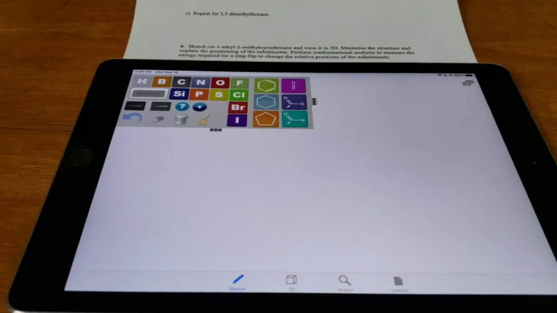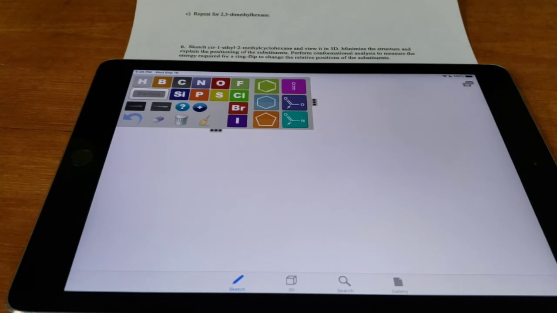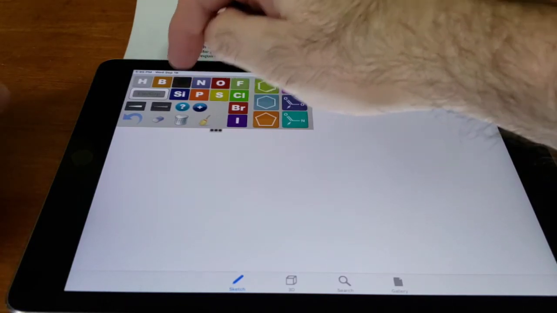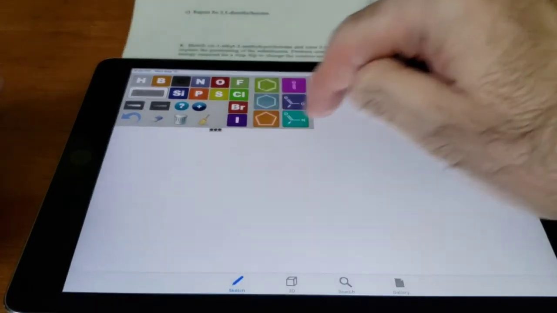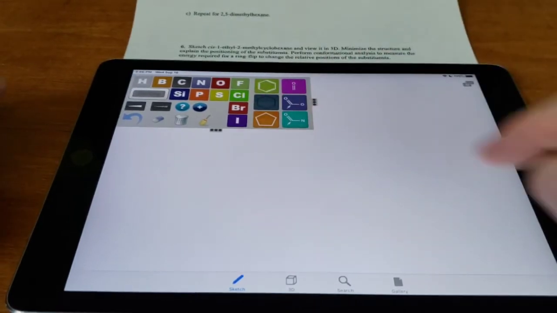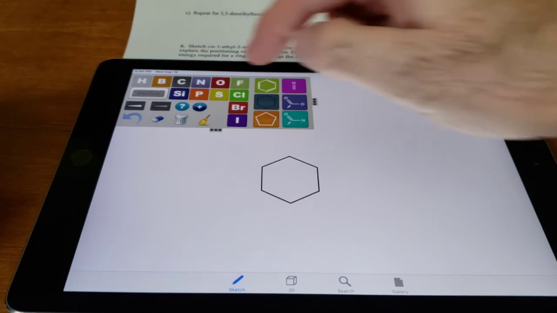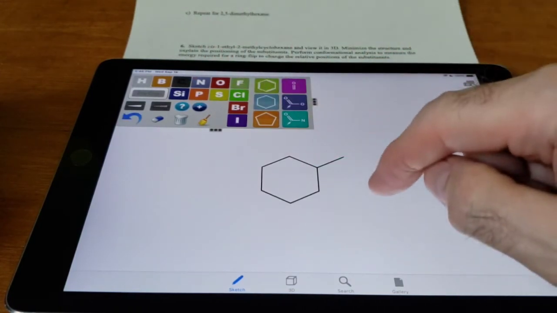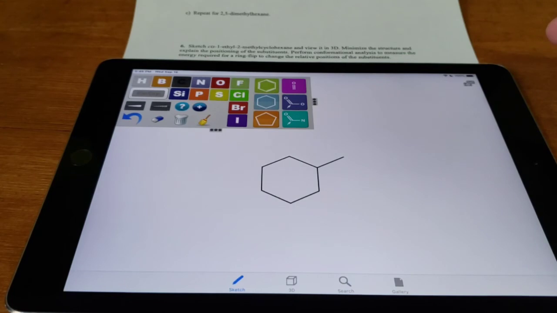Question 6 on the list asks us to sketch cis 1-ethyl 2-methyl cyclohexane and to minimize the structure and to see what effect a ring flip has on the energy of the conformation. So I could pick out individual carbons and draw them, or I can just cheat and draw a ring. And then I'm going to draw a methyl at a position, and then one position away from it, draw an ethyl. So this is 1-ethyl 2-methyl.